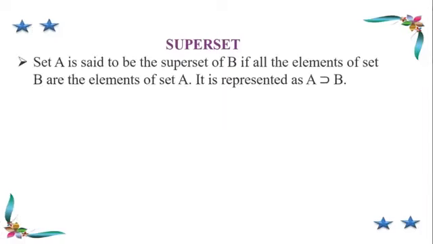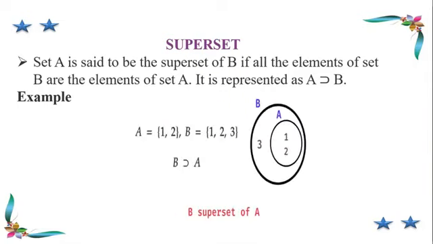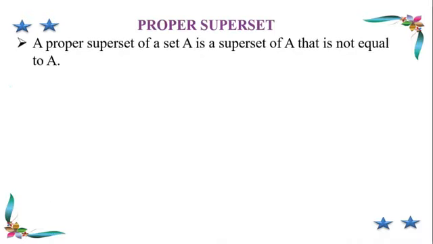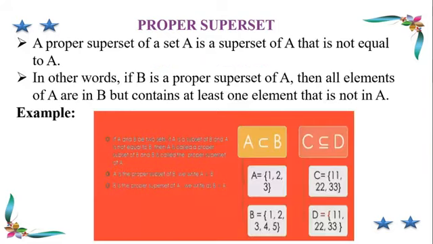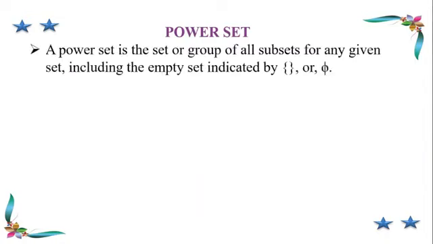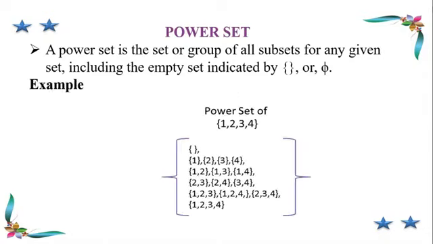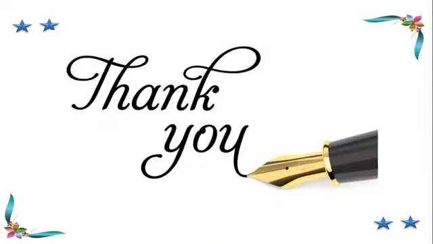Next, let us consider superset. A set A is said to be a superset of B if all the elements of set B are elements of the set A. It is represented as A ⊇ B. Next, let us consider proper superset. A proper superset of a set A is a superset of A that is not equal to A. We can see some examples of proper superset. Next, let us consider power set. A power set is a set or group of all subsets for any given set, including the empty set indicated by null set or phi. This is the example we have shown.